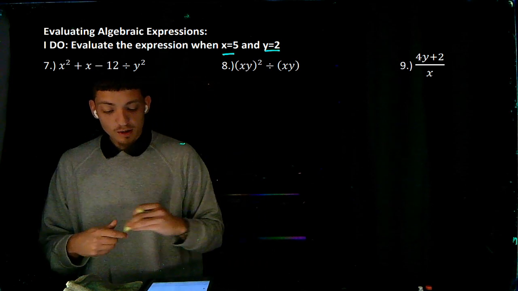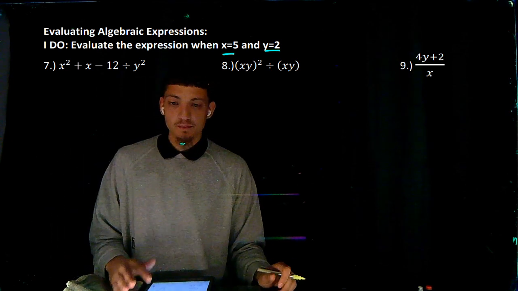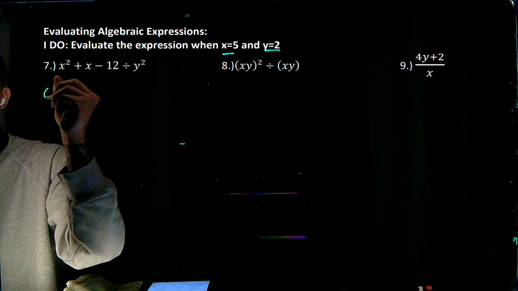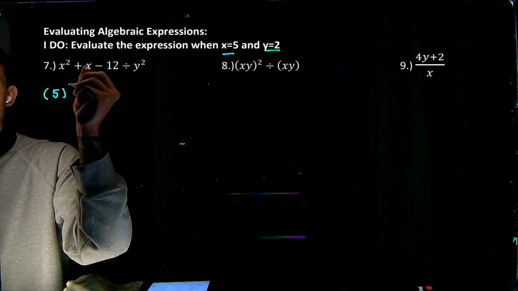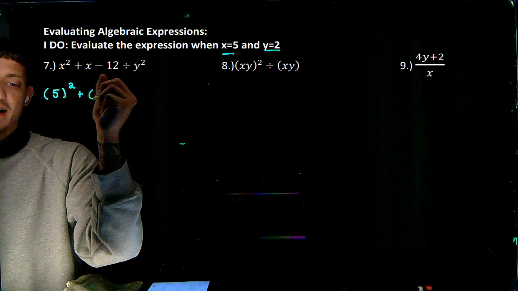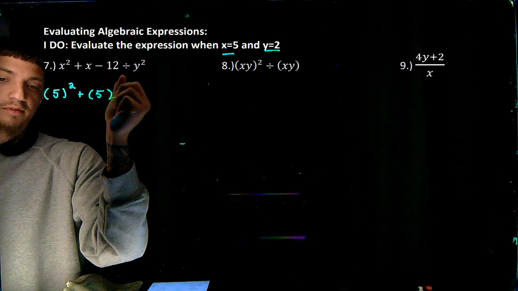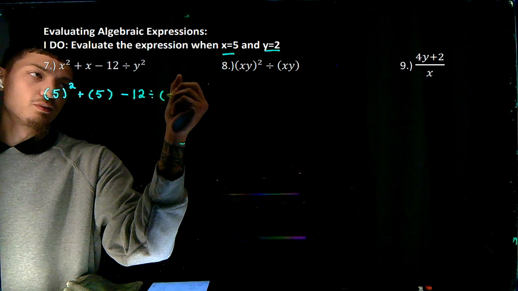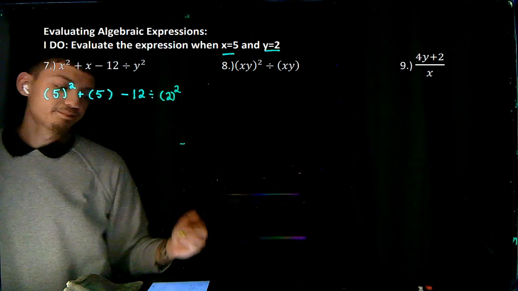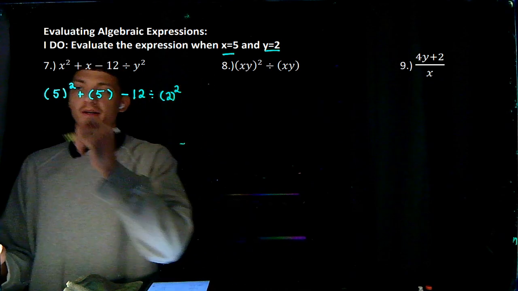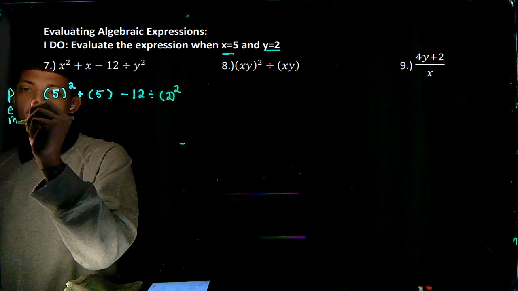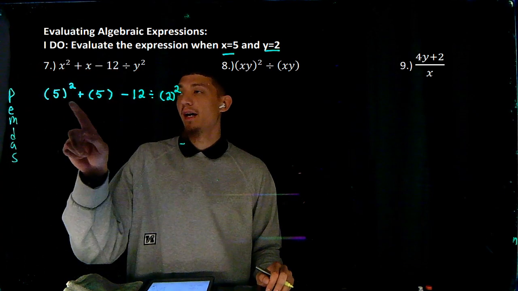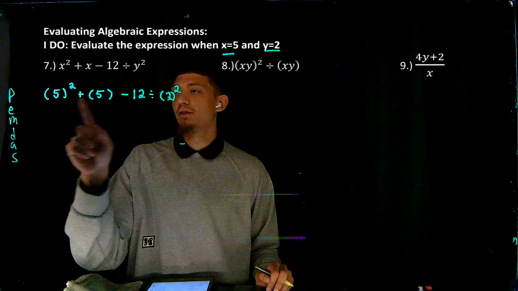Please. So, when we're looking at these problems here, we have x squared, so we know x is equal to 5, so we're going to say (5) squared in parentheses here. Plus 5, because x is equal to 5, minus 12 divided by (2) squared. Okay. So, we follow the rules of PEMDAS. Do we have anything inside parentheses to solve for?